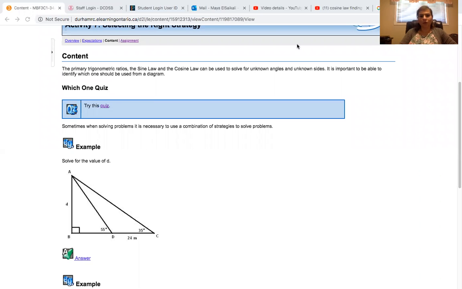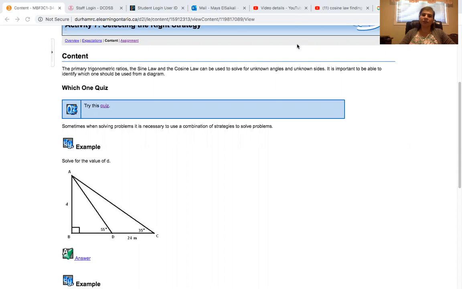So how do I know which strategy to use? We have learned about the trig ratio, we've learned about cosine law, we've learned about sine law, and there's different formulas. How do I know which strategy to use to solve for my example, for my question?